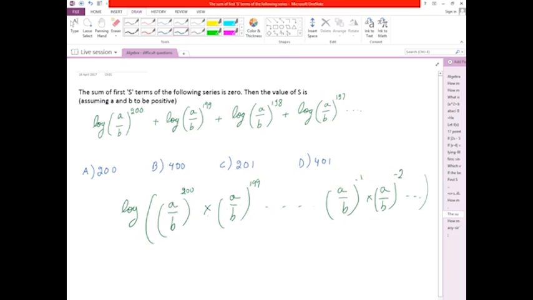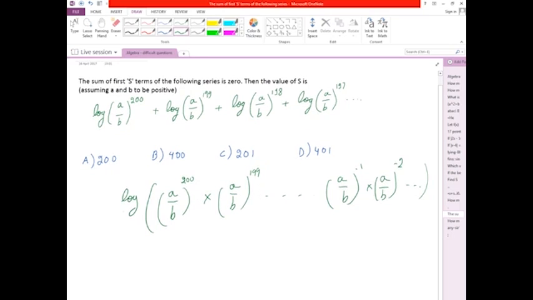When will the expression be 0? When the number inside is 1. Then the log is 0, right? Log of b is equal to 0 when b is equal to 1. So if you can get this expression equal to 1, then the log expression will be equal to 0.